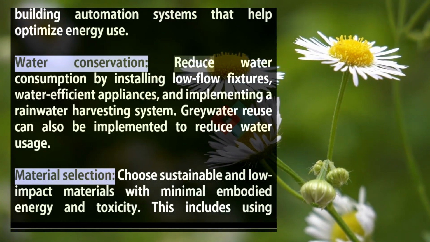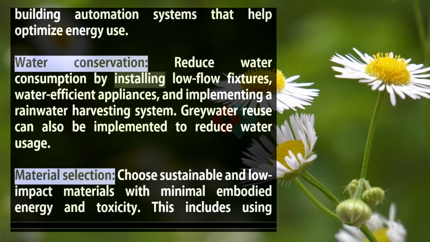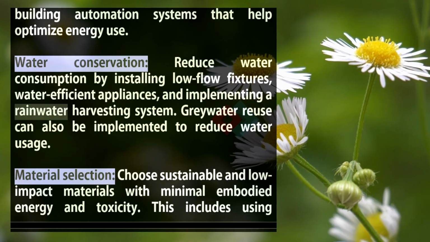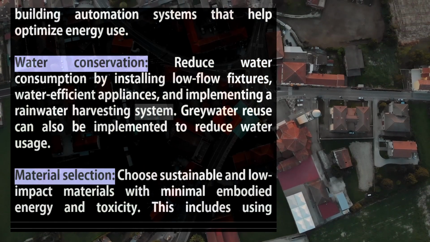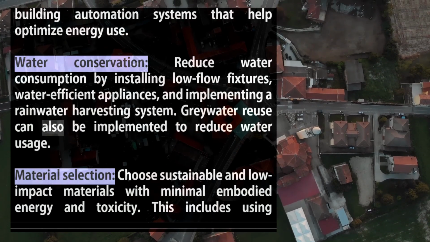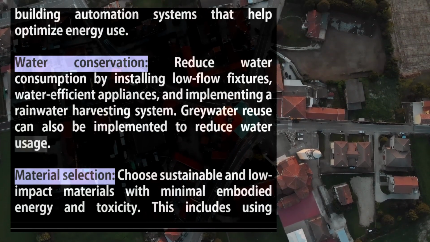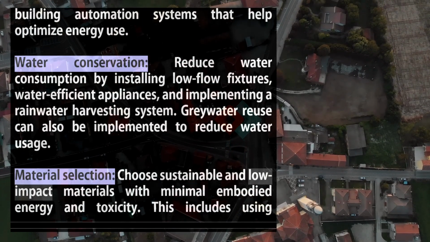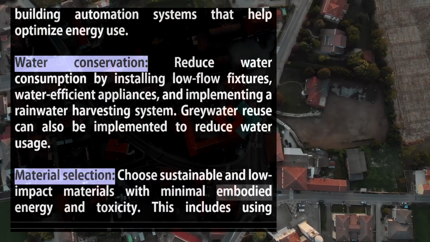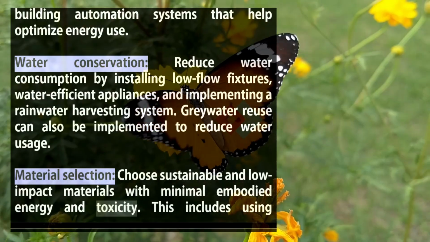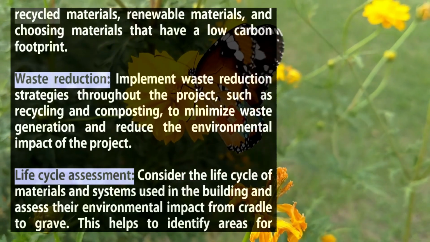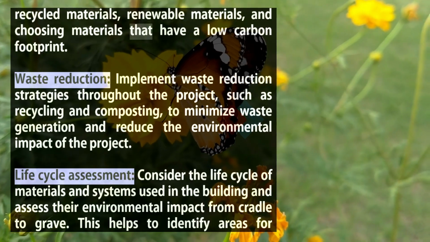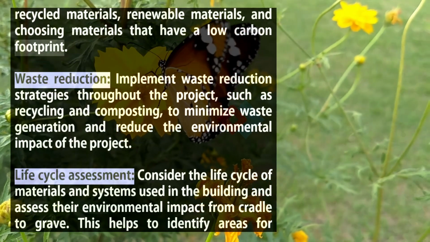Water conservation. Reduce water consumption by installing low-flow fixtures, water-efficient appliances, and implementing a rainwater harvesting system. Greywater reuse can also be implemented to reduce water usage. Material selection. Choose sustainable and low-impact materials with minimal embodied energy and toxicity. This includes using recycled materials, renewable materials, and choosing materials that have a low carbon footprint.